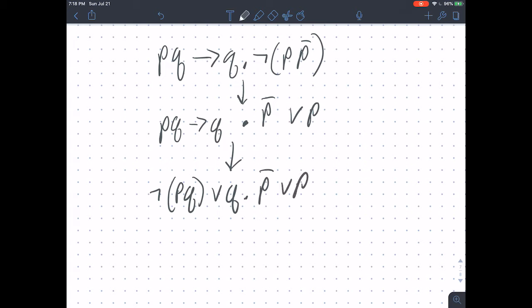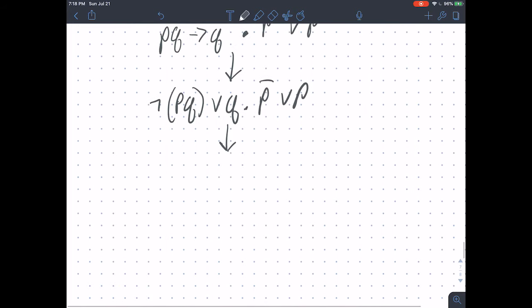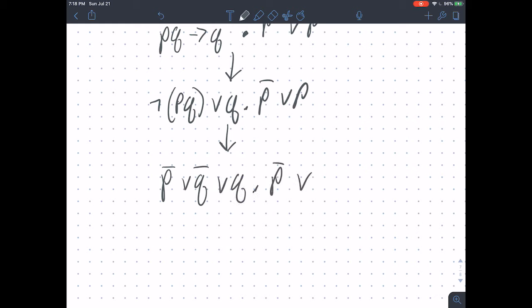Okay. So this left side, right? Well, we know that we can apply De Morgan's law to turn that into an alternation. Let's do so. And we get this, and this is in CNF.